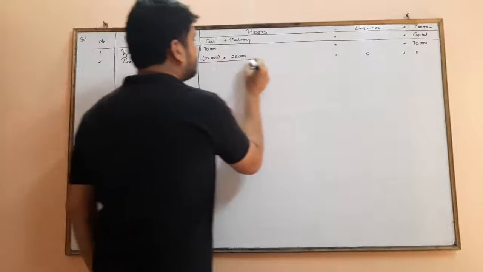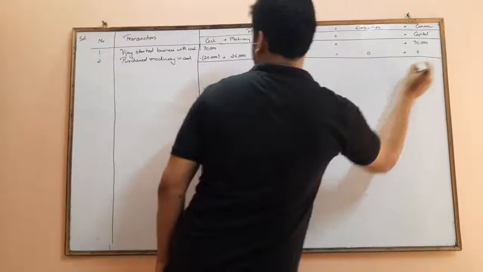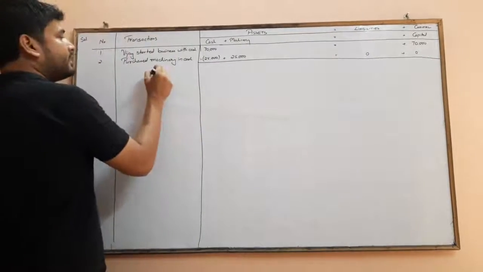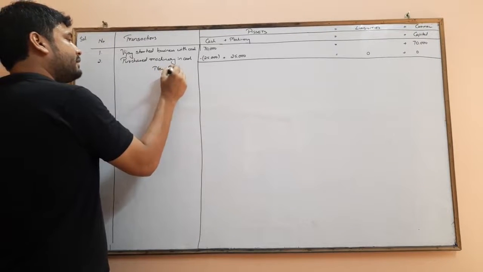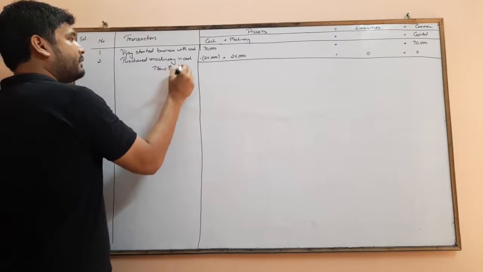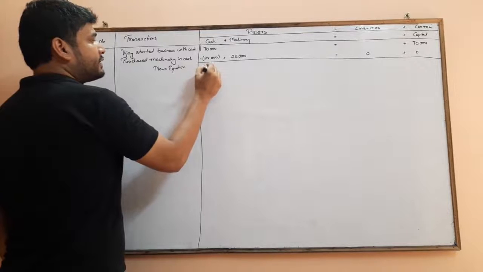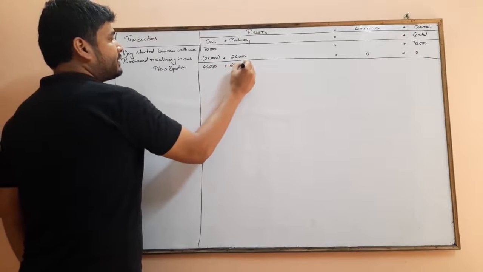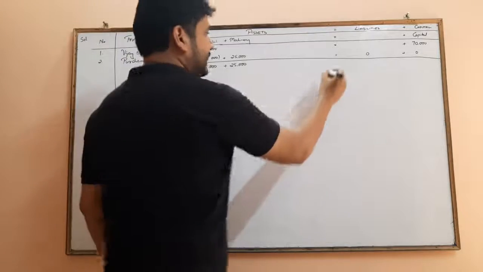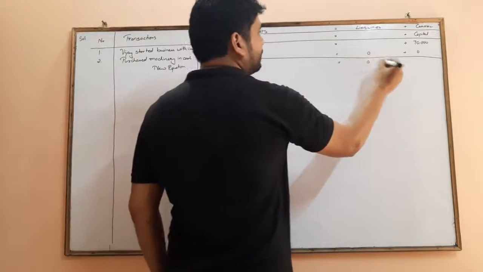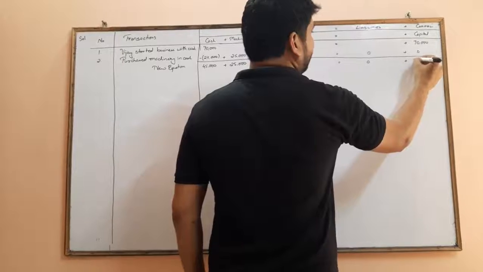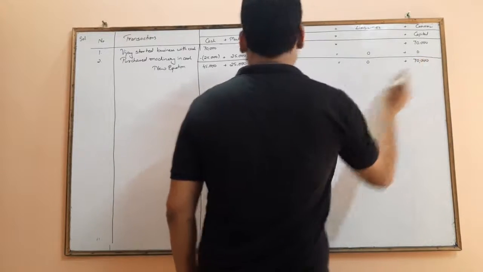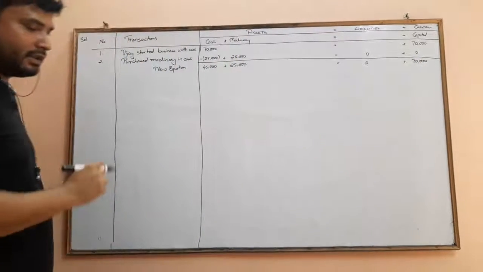So my first new equation which will be created after the transaction is that I have a cash of rupees 45,000 plus machinery of rupees 25,000, whereas liabilities I have 0 plus capital I have 70,000. So it is balanced, 70 plus 70. Now the third transaction.